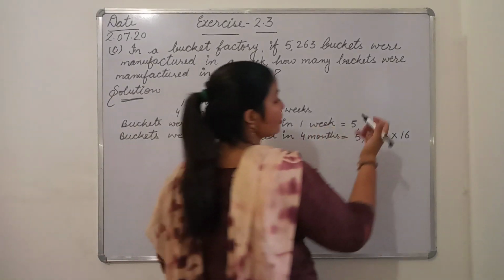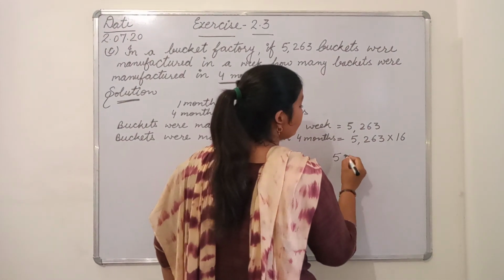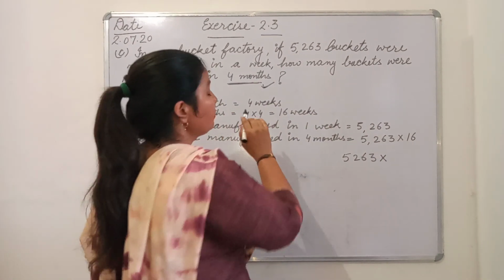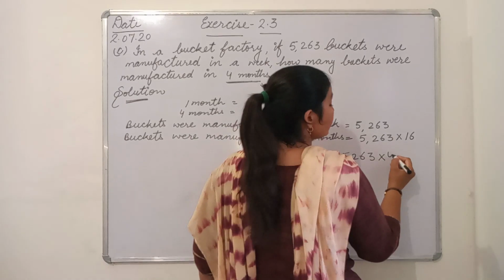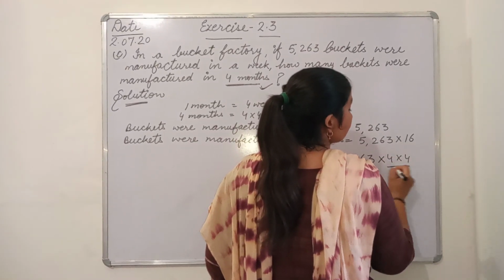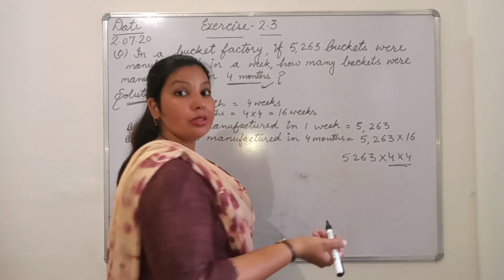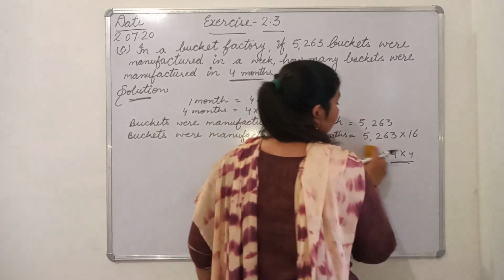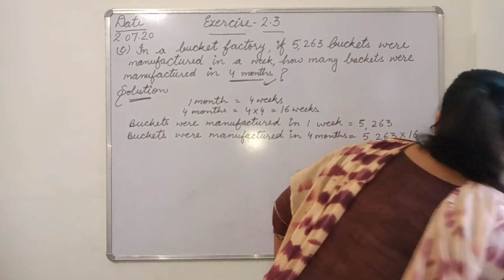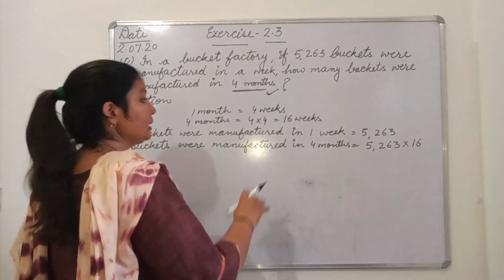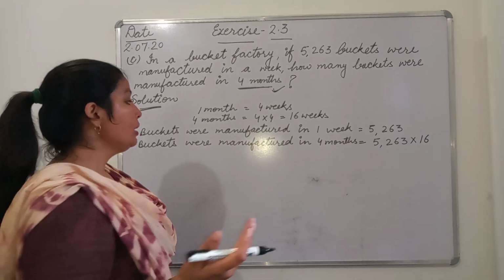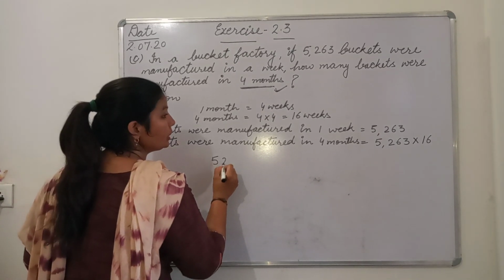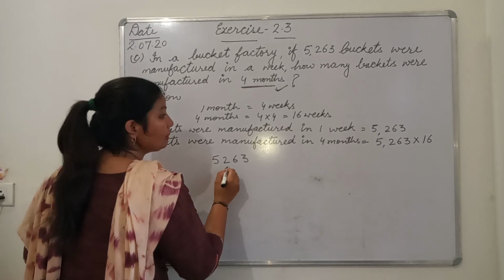Here you can write it like this also: 5263 multiplied by, now we know that 1 month equals 4, so you can write 4 into 4, and that is also 16. So directly we should multiply by 16. Now we do the multiplication and find how many buckets were manufactured in 4 months. 5263 multiplied by 16.